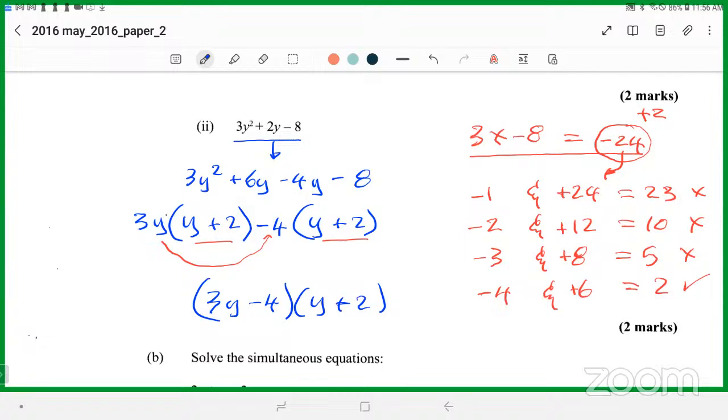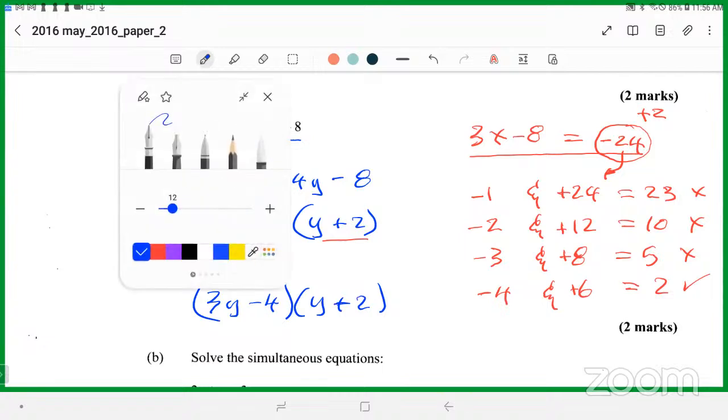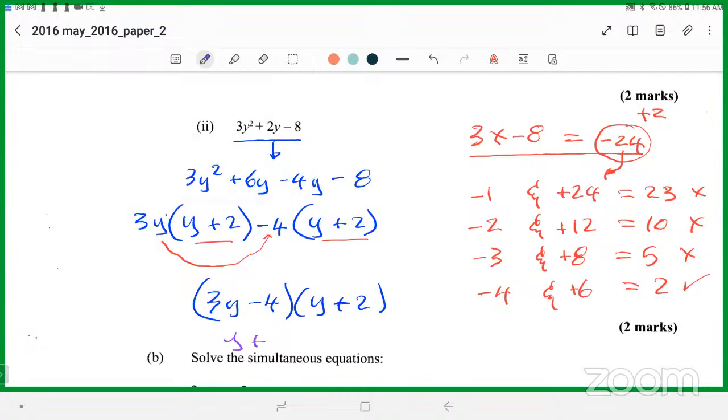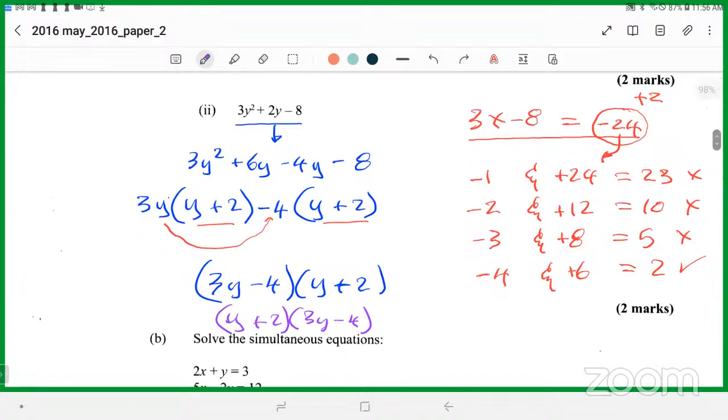That's the answer. Now, if we did it and we put the y plus 2 in front of the 3y minus 4, then this is still correct. So this is the answer right here, guys, whichever one. But good at that? Okay? Yes, sir. All right.